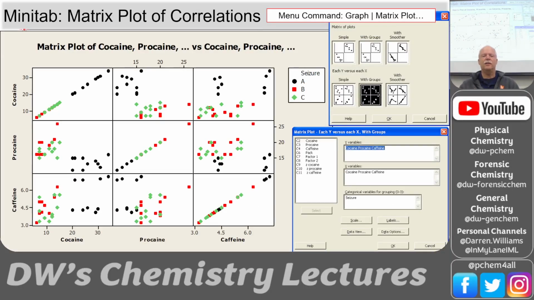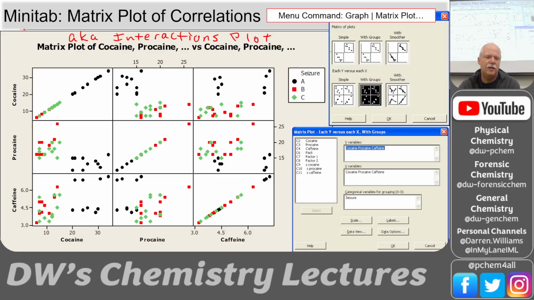Okay, let's look at this one. This is a crazy plot. This is called a matrix plot of correlations, or an interaction plot, also known as AKA. So what we're looking at is how every data type interacts with every other data type.